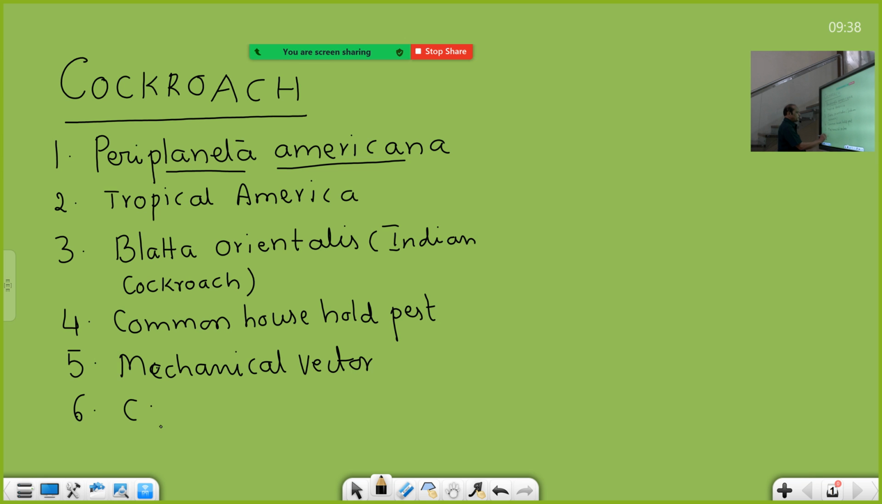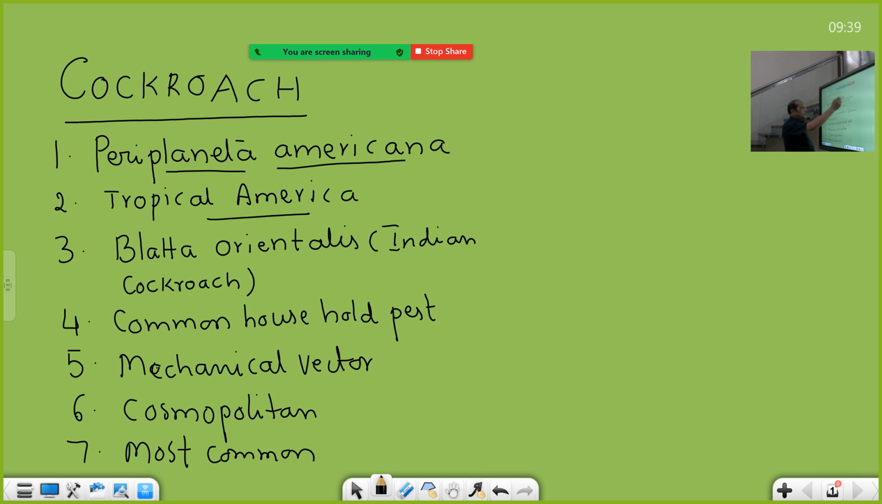And now it is cosmopolitan in distribution. Though it originated from tropical America, now it is distributed all over the world. So that's why it is cosmopolitan in distribution, spread all over the world. The most common cockroach of all cockroaches is this American cockroach. That's why this type study is the most common cockroach.